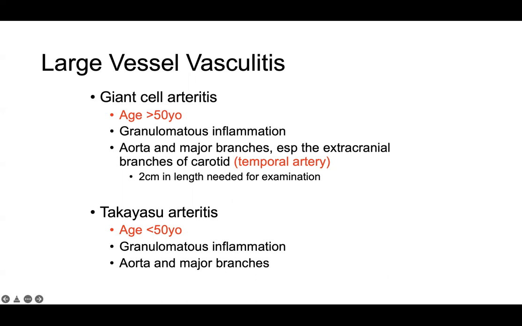Takayasu arteritis typically involves patients less than 50 years of age. You have granulomatous inflammation, and the aorta and the major branches are usually affected. We often think about polymyalgia rheumatica as being associated with large vessel vasculitis, specifically giant cell arteritis.